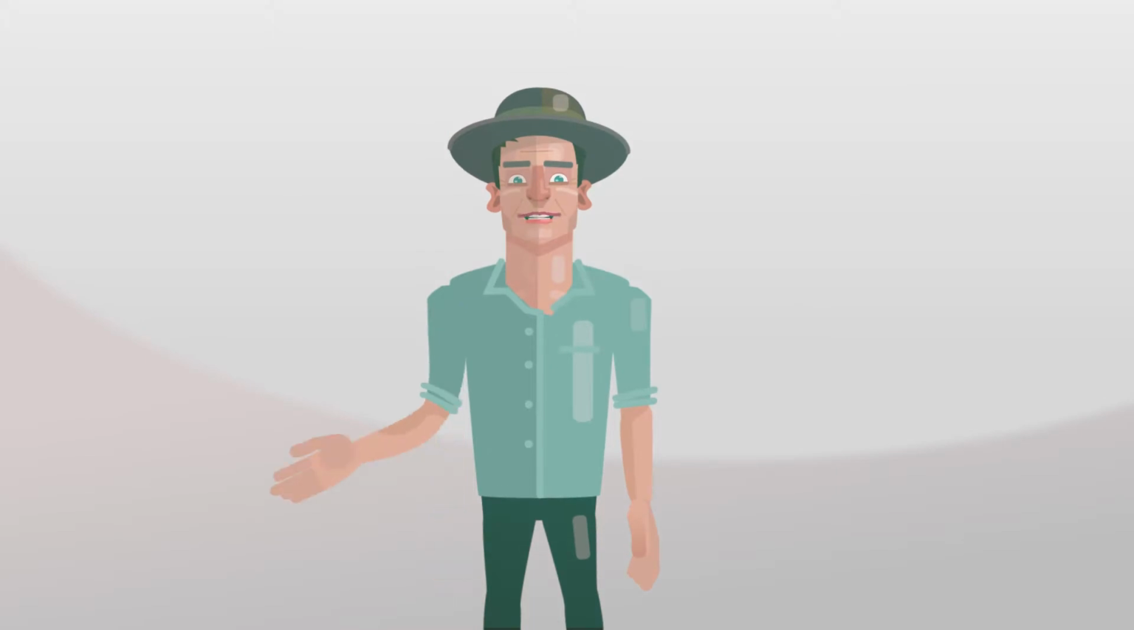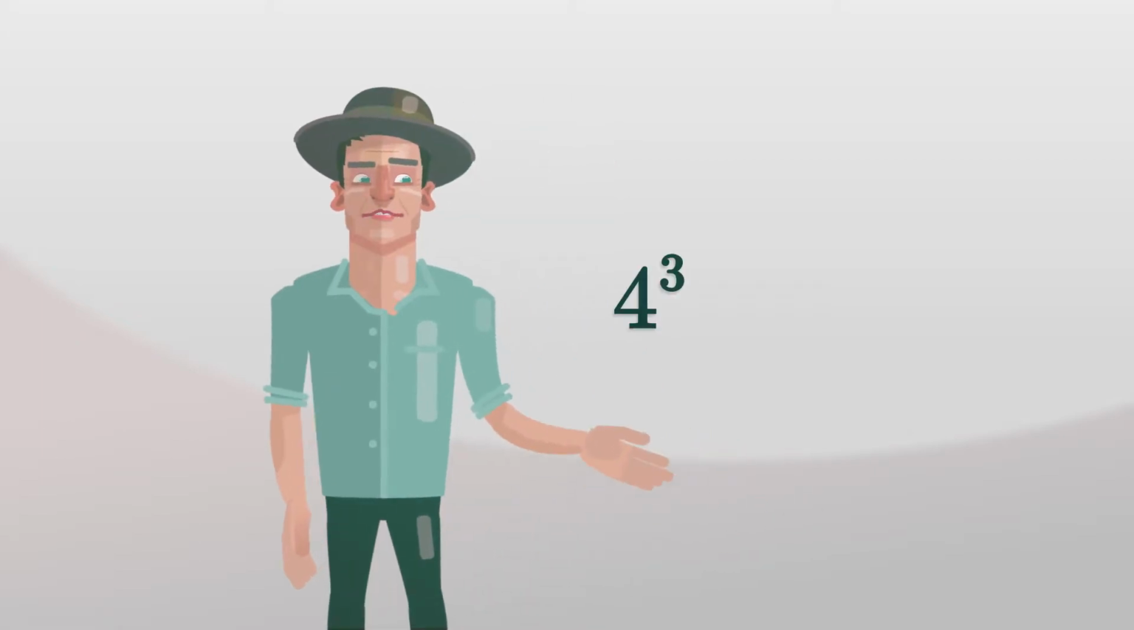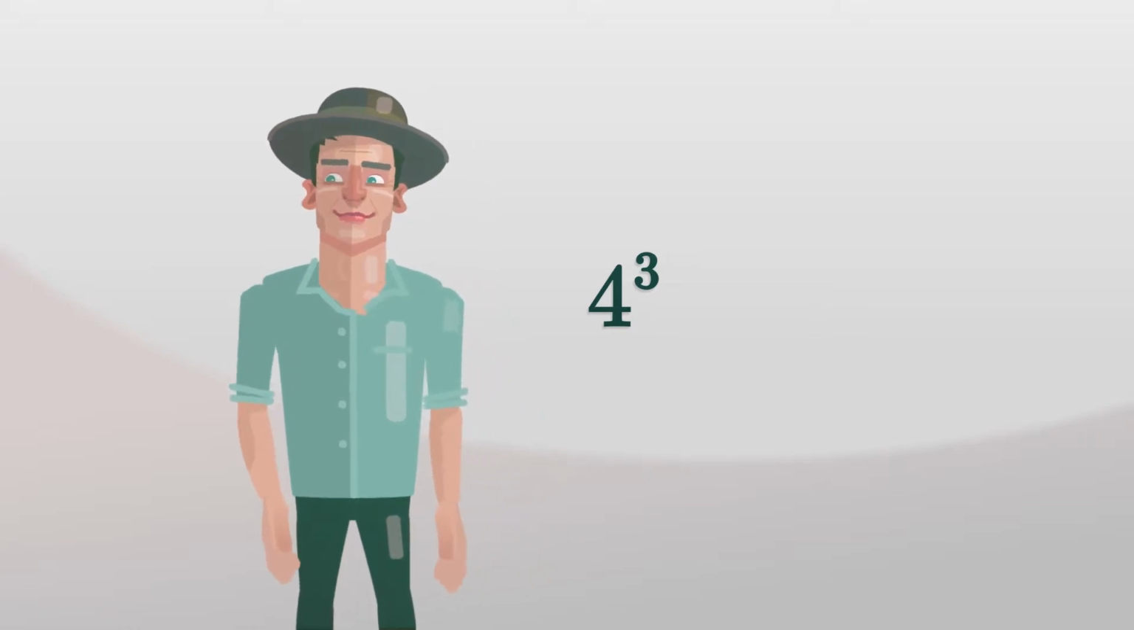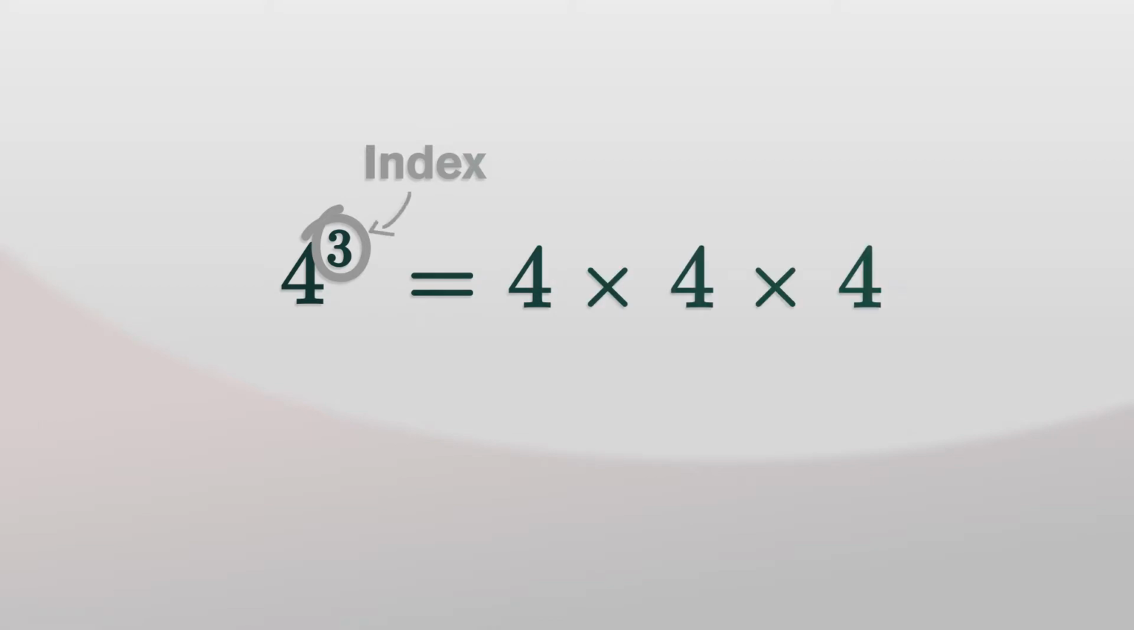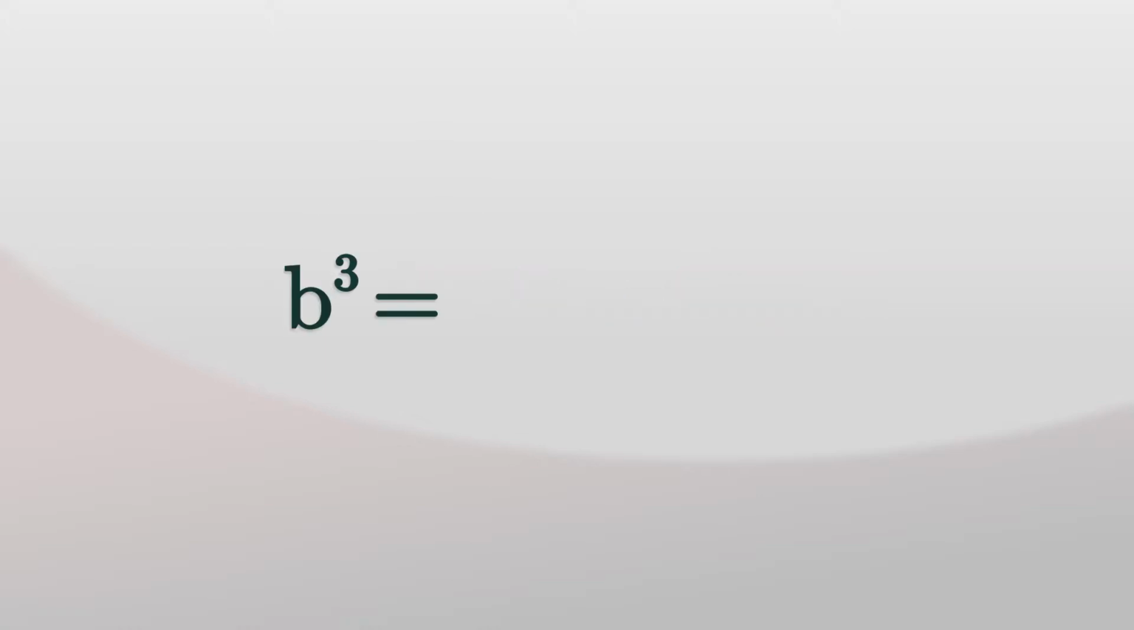This video will cover some of the basic laws of indices and look at how they apply to algebra. First, we'll refresh our memories as to what an index is with the example of 4 to the power of 3. We refer to the number 3 as an index. We know that this means 4 multiplied by itself 3 times: 4 times 4 times 4. It's the same for algebra. b to the power of 3 equals b times b times b.